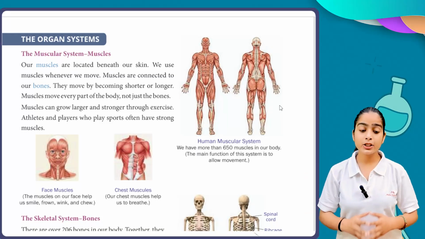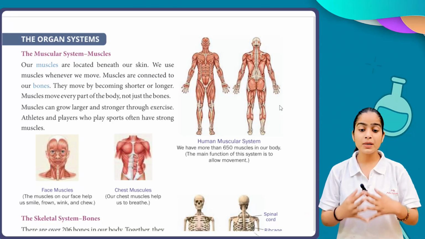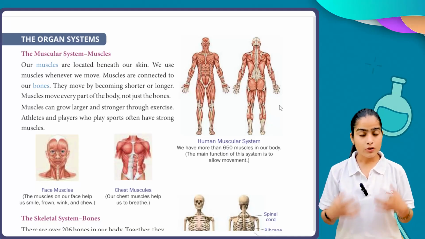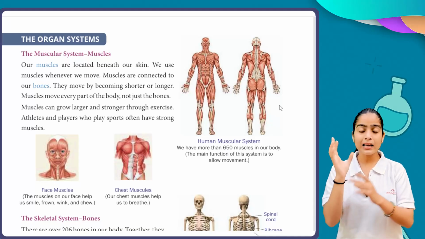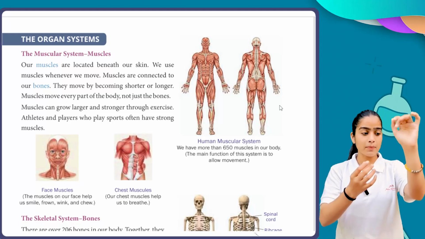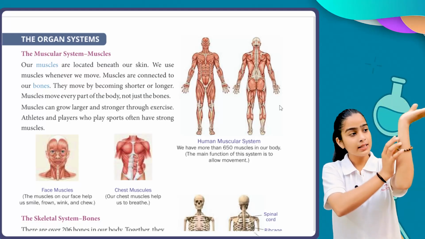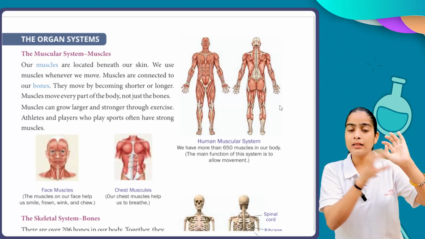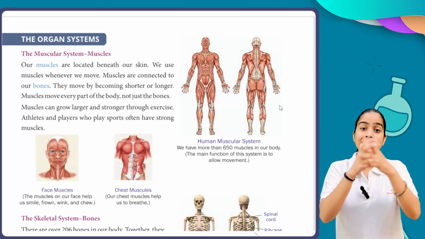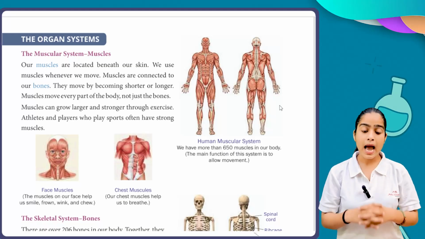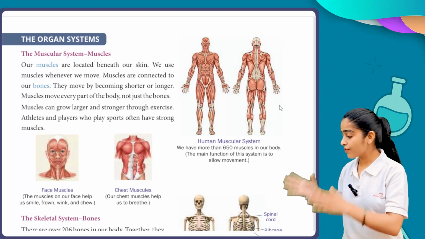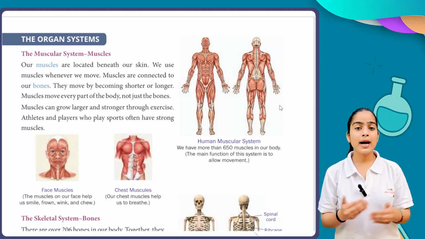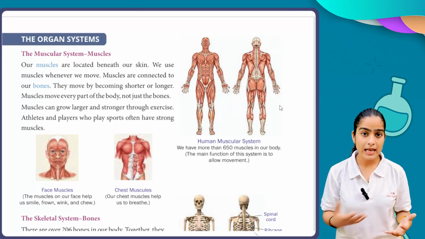Muscles are connected to our bones. They move by becoming shorter or longer. So basically your muscles are connected with your bones. You can feel here, right? This is my muscle and this is my bone. So what we feel here is that the muscles and the bones are connected to each other.